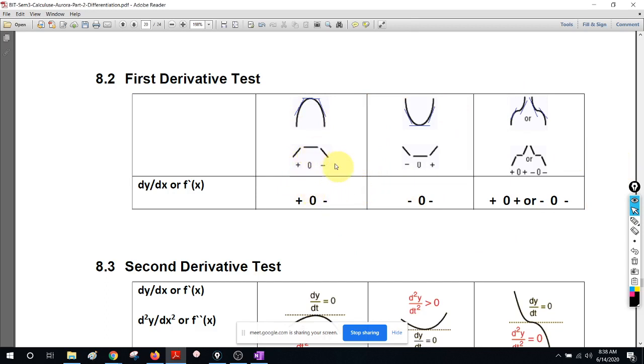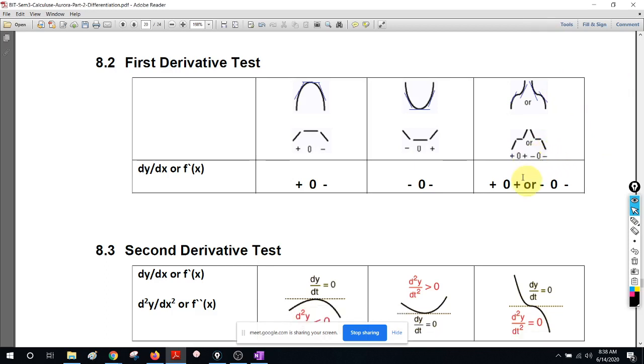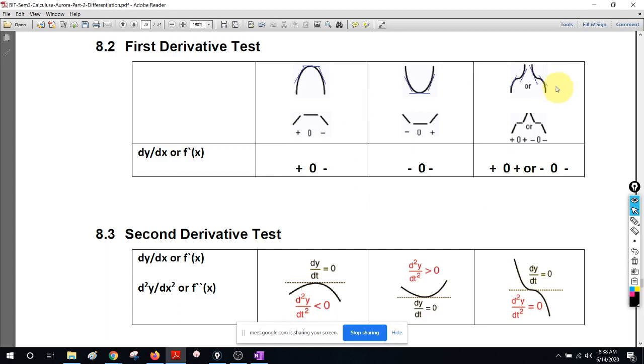Yes, positive, zero, negative means maximum, and negative, zero, positive means minimum. Positive, zero, positive means either this one or this one. Negative, zero, negative means either this one or this one. So you just draw it by yourself and think about those things. Then you can perfectly understand that.